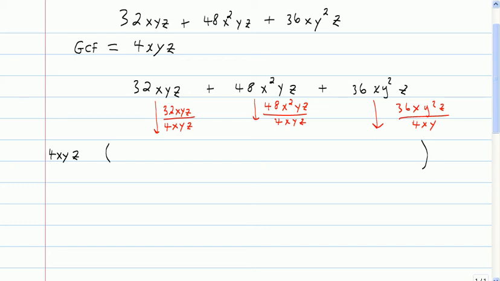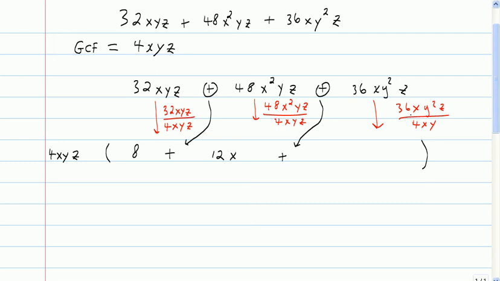So the first term, when I divide 32xyz by 4xyz, first of all the x, the y, and the z cancel. And I'm left with 32 over 4, which is just 8. I bring down my plus sign. Then for the middle term, 48 over 4 gives me 12. X squared over x gives me x. The y's cancel and the z's cancel. Bring down the plus sign.